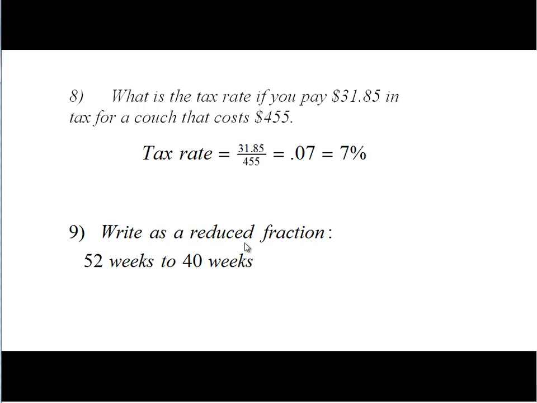Okay, we want to reduce a fraction. 52 weeks to 40 weeks. That's 52 over 40. Okay, 52 is 13 times 4. I can divide them both by 4. This is 10 times 4. We can reduce that, cancel out the 4s, you get 13 over 10.